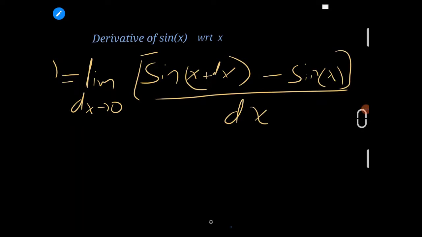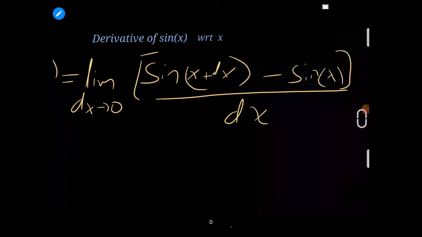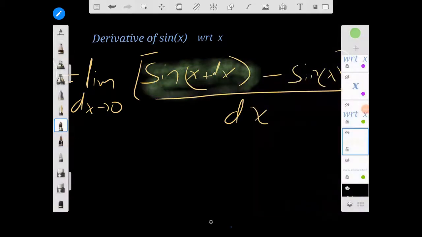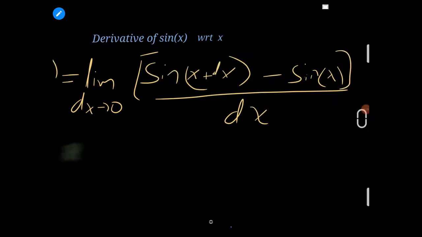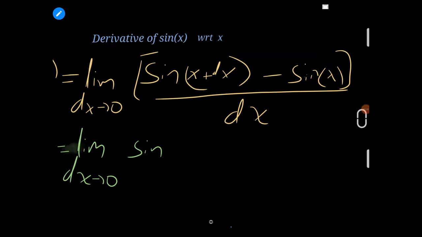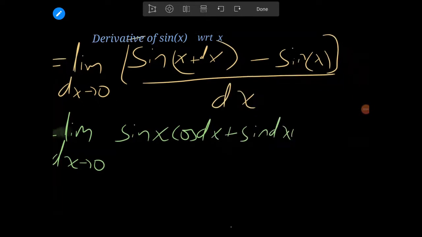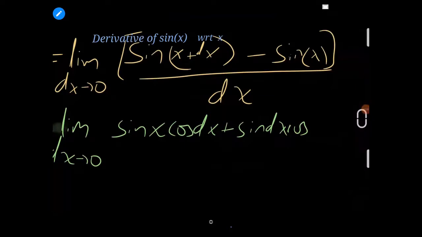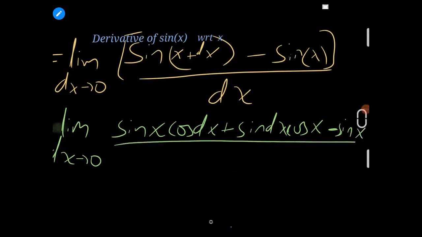Now I have sine of a plus b here. So solving that, it is the limit as dx goes to 0 of sine of a plus b, so sine a cos b plus cos a sine b, so sine x cos dx plus sine dx cos x, minus sine x. Okay, whole divided by dx.